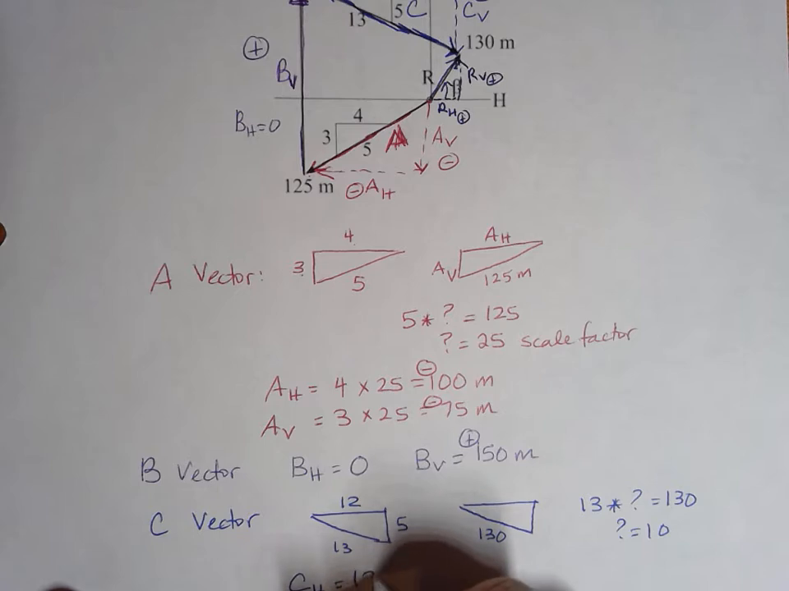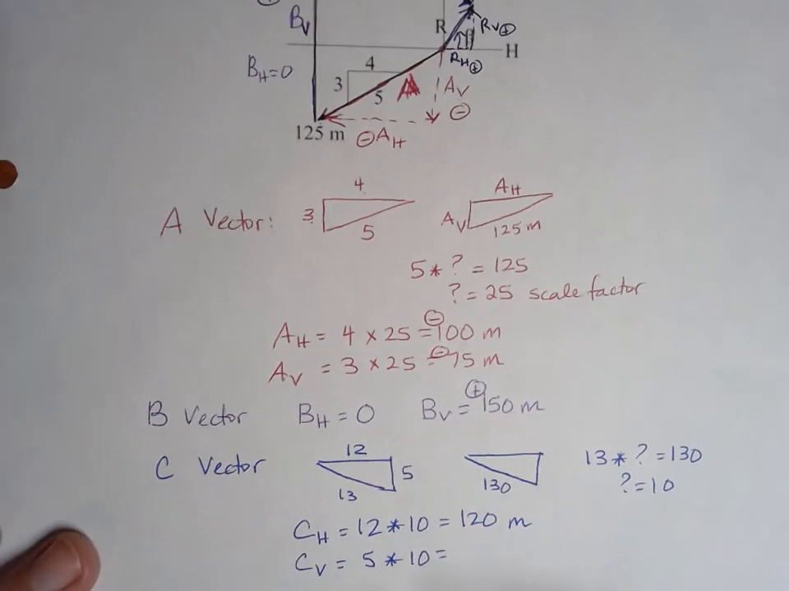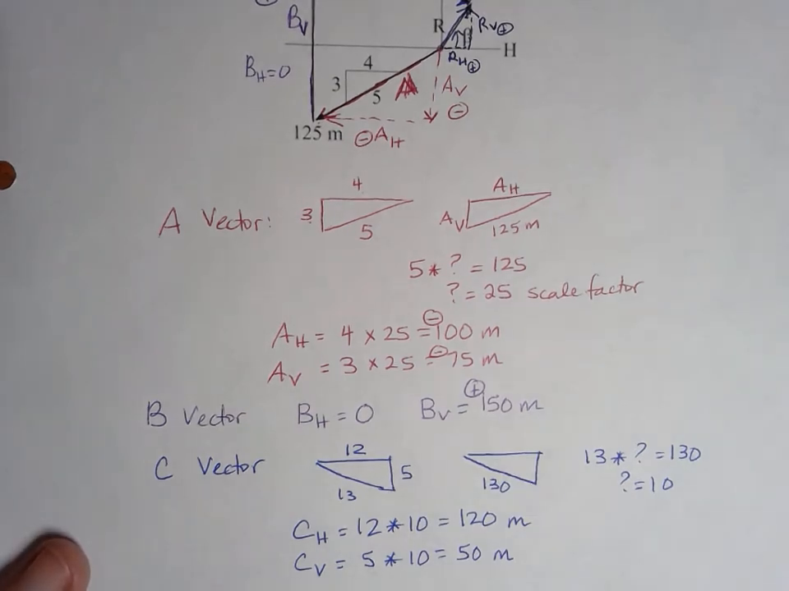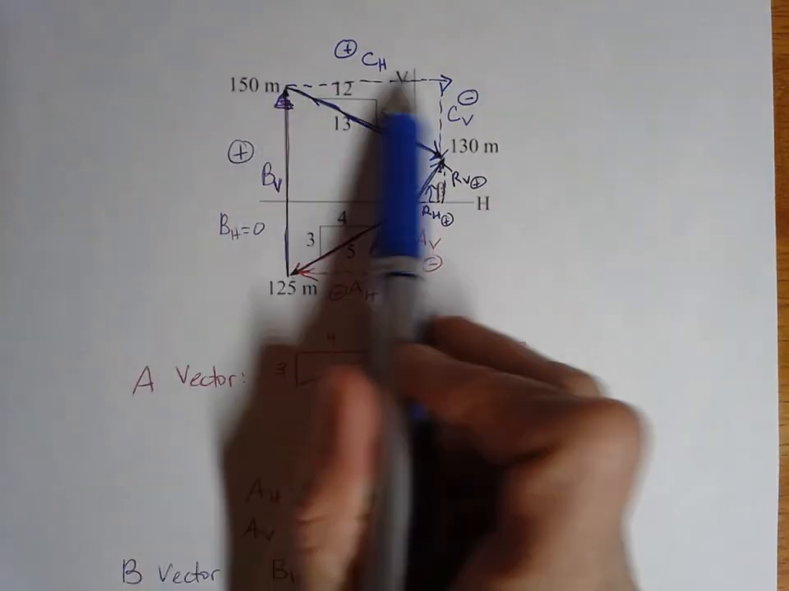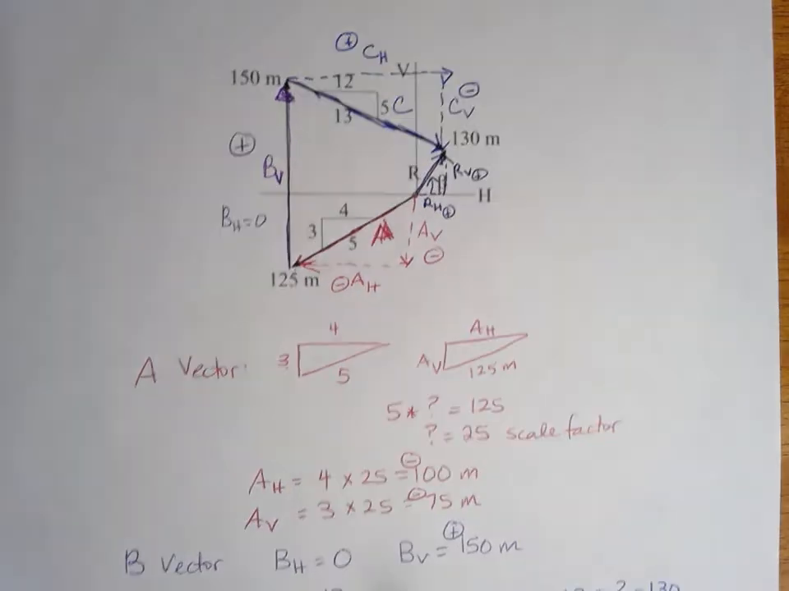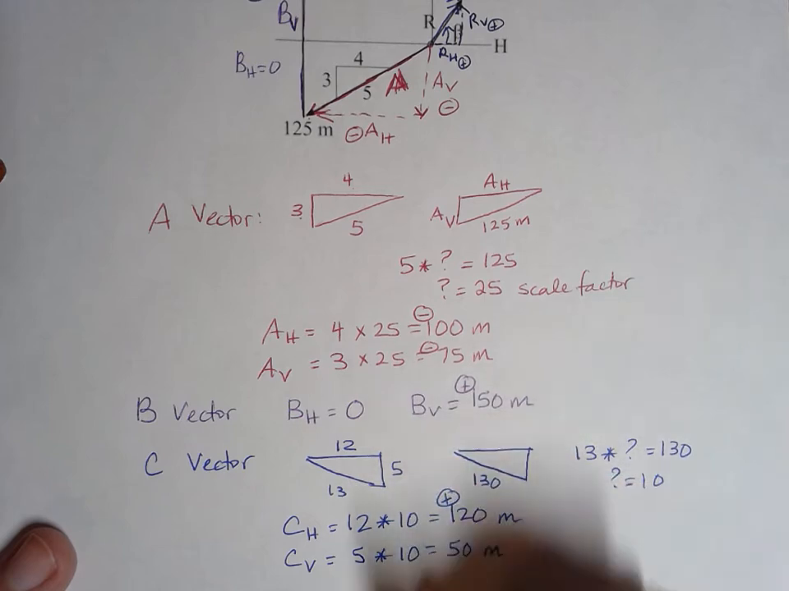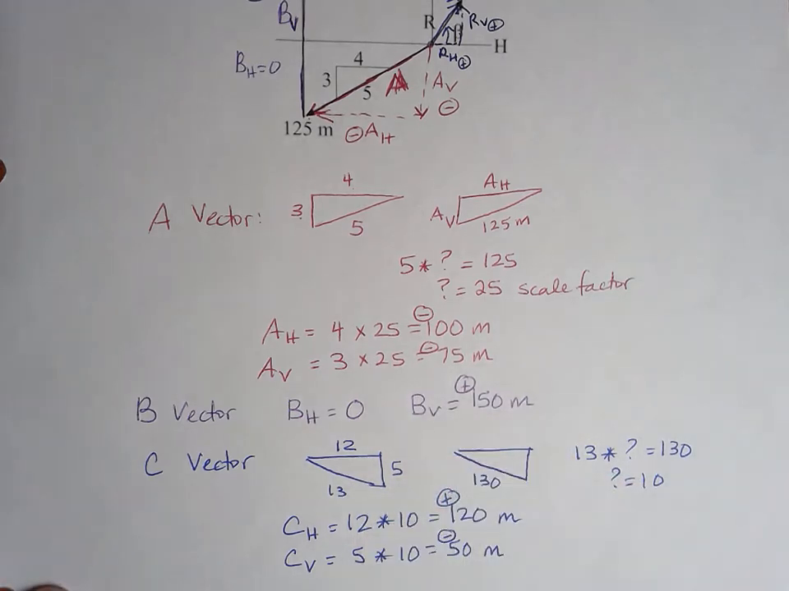So it's going to be 12 times 10, and that's going to be 120, and let's just put our units in there, meters. And then my CV is going to be 5 times 10. So that is 50 meters. Now let's check our signs here. Back to the drawing. H is positive and V is negative. So we'll put the positive sign on the H and the negative sign on the V. All right, I've got all my components together.